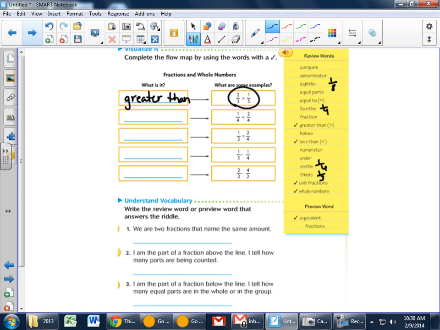The second one in our flowchart, 1/4 is less than 2/4. So again, just reading it gives us the answer. And you notice that these symbols in here are also what are over here. 1/2 is equal to 2/4, so we must need to use the word equivalent.